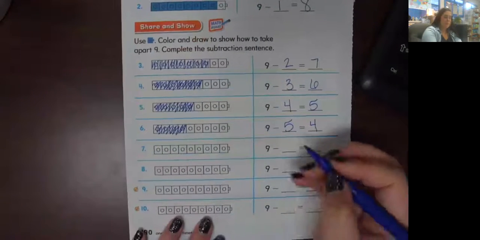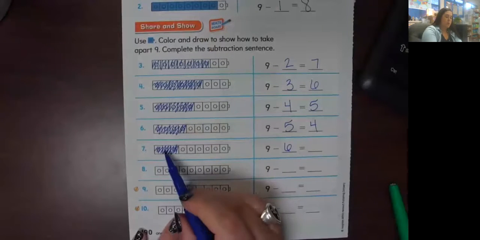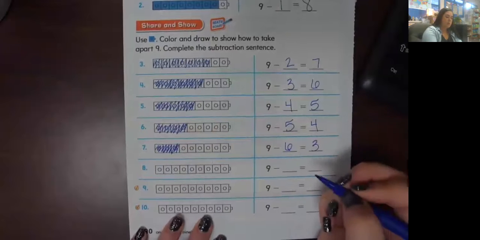How many blue did we color? 1, 2, 3, 4. 9 minus 5 equals 4. Now we're going to do 6. We want 6 white. So we'll color the rest blue. How many are blue? 1, 2, 3. So 9 minus 6 equals 3.